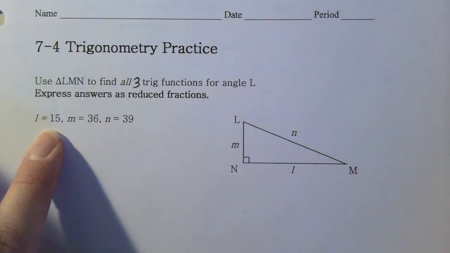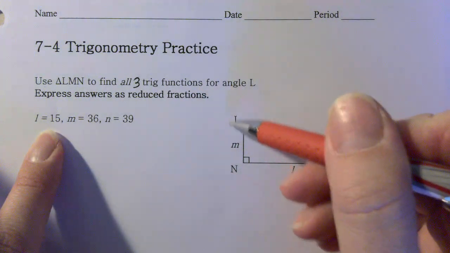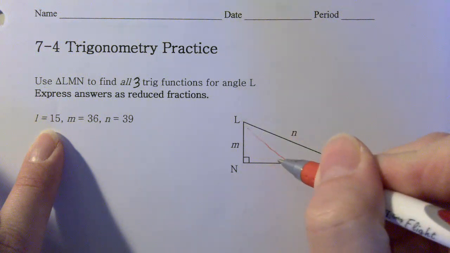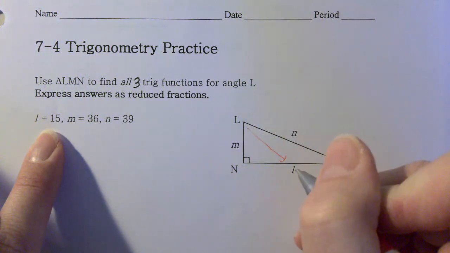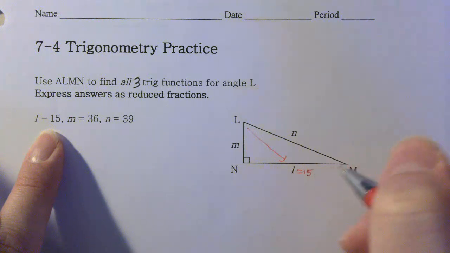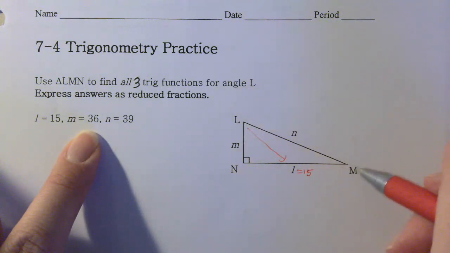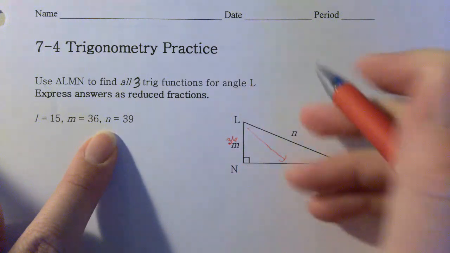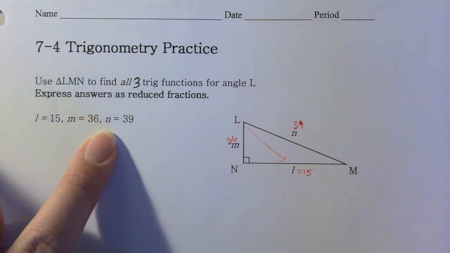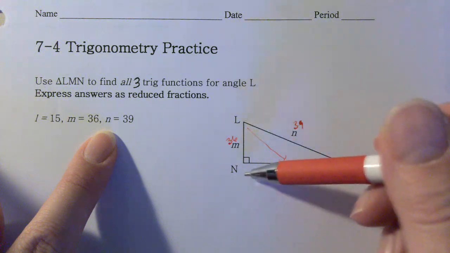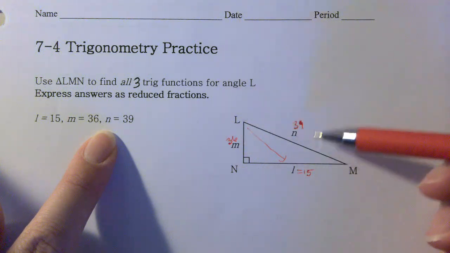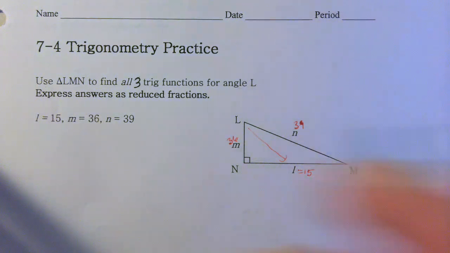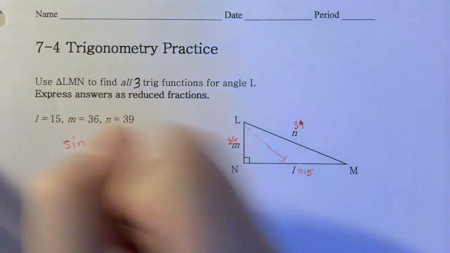My suggestion is you label this, and I want to remind you that the capital L is the angle, that's the vertex, and it's always opposite the side, and that's your lowercase l, which is 15. So go ahead and label that 15. M, here's vertex M, here's little n, 36, the side across from it. So rather than having to name everything like LM and NM, they go ahead and do the opposite vertex with the lowercase. All right, well, now that I have it, let's go ahead and find our sine.